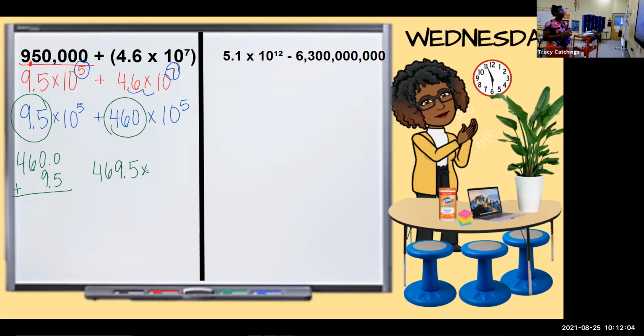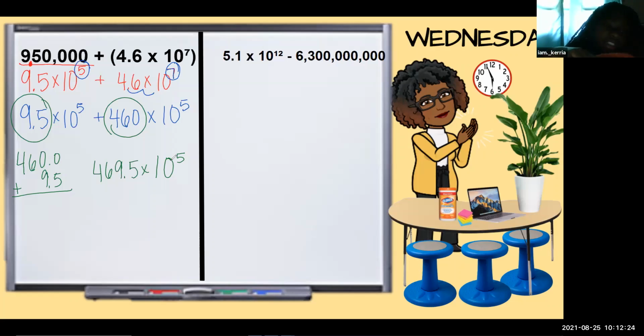What did you say again, Ms. Kitchen? That next step told us what would happen with that power of 10. It should remain the same. Good job. So that will be 469.5 times 10 to the... And then that last step told us to check and make sure what? It's written in scientific notation.